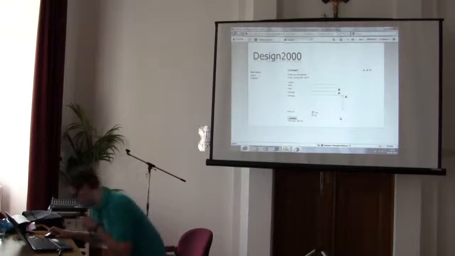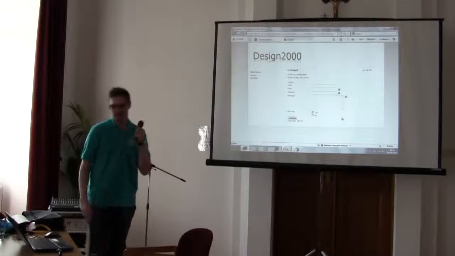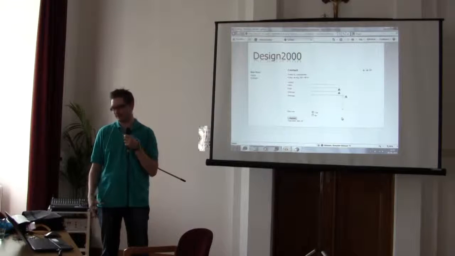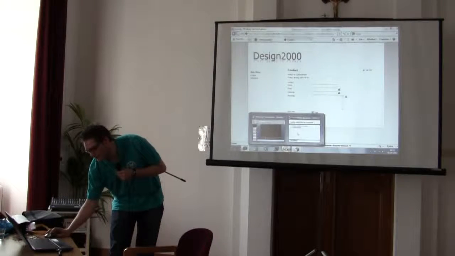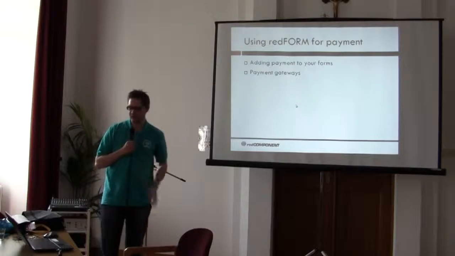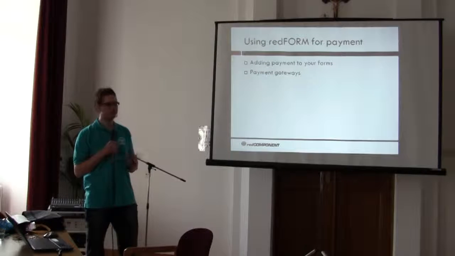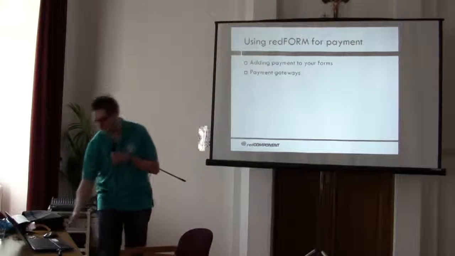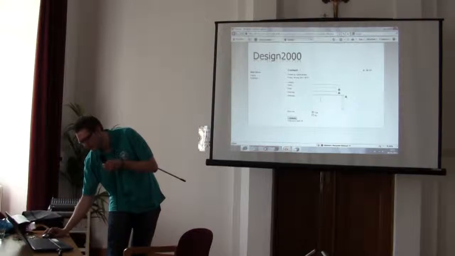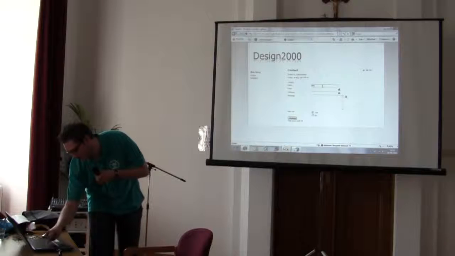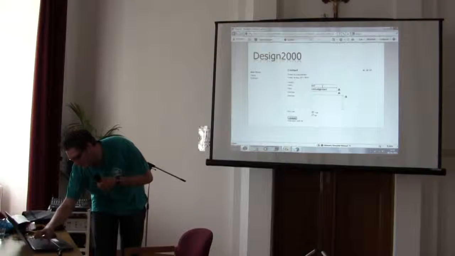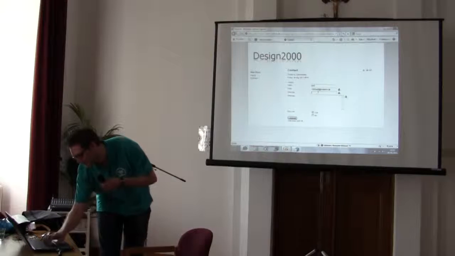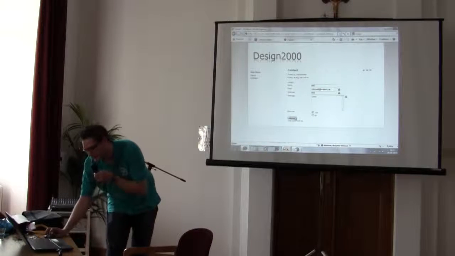So you can add a lot of fields, larger room or whatever you like, and it would take all the prices together, and eventually you would have to pay it. And if I move along into payment gateways, we have several gateways you can install, like a plugin and use for Redform, like PayPal. And in this case, I've installed a gateway called ePay. So if I fill out all the required fields, total price is 50, and submit it.